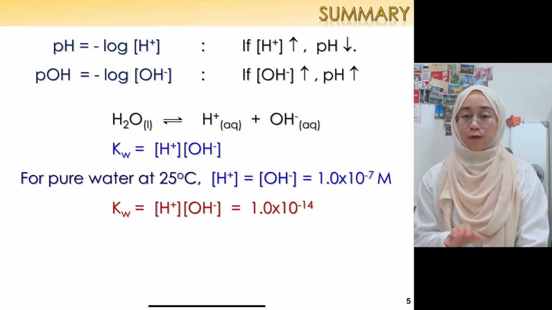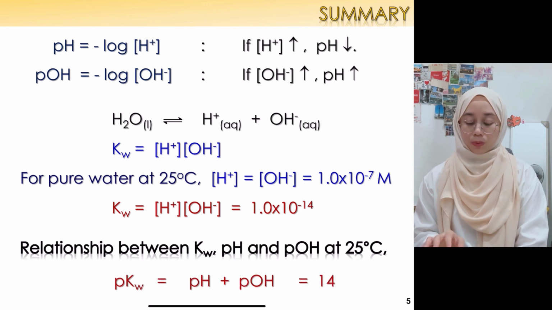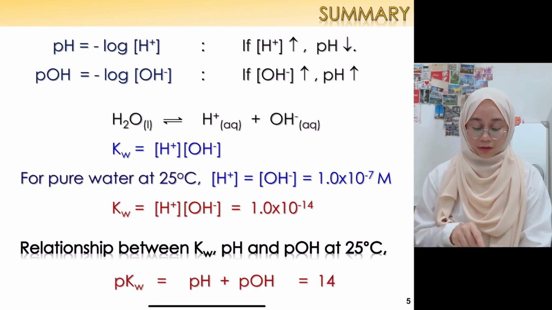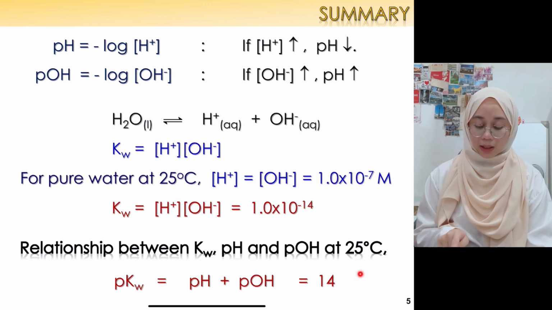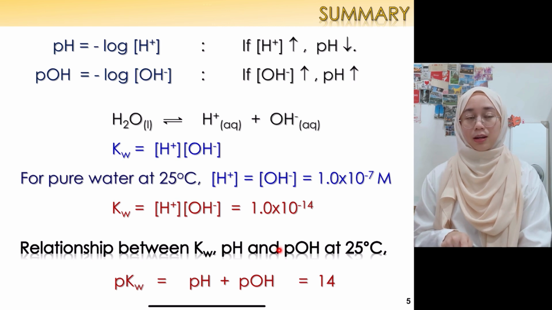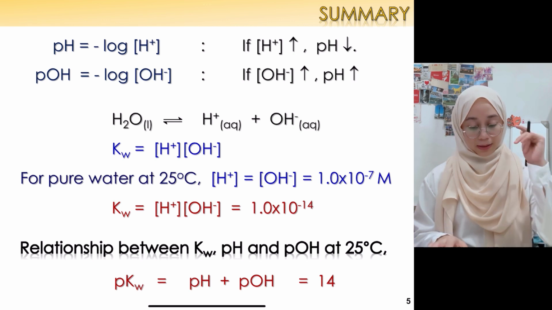we will get 1 exponent negative 14. And then if we log everything, basically we will get pKw equals to pH plus pOH equals to 14. So it's very important to remember this relationship between pH and pOH actually. But I think this is something that is easy to remember actually. Okay, pH plus pOH will get 14.